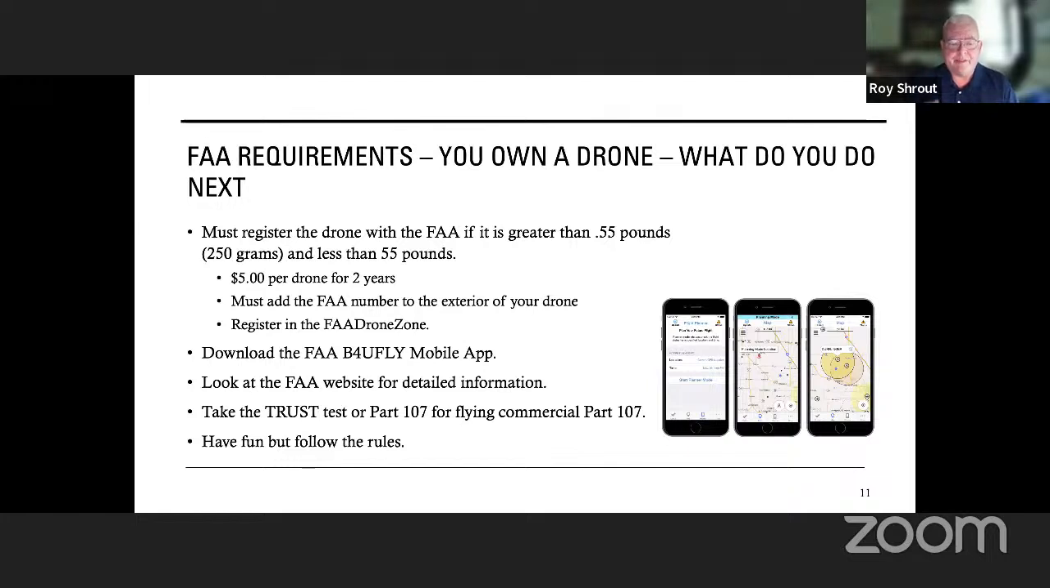So there's a lot of this. This is a lot of minutia detail. I'm going to skim through this very quickly. But so you own a drone now. What do you do next? And there are some requirements. The federal government is not going to let you just go fly by yourself.